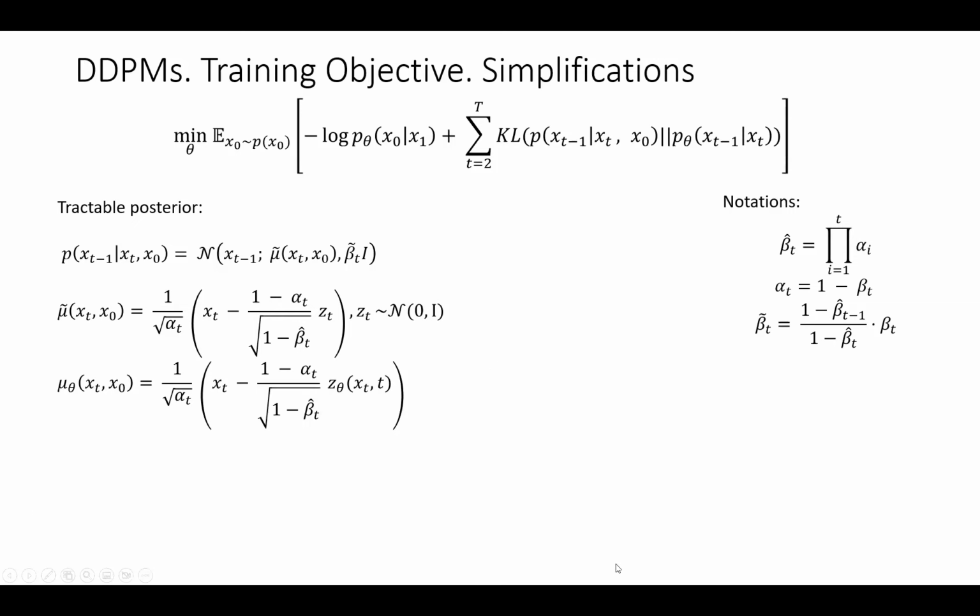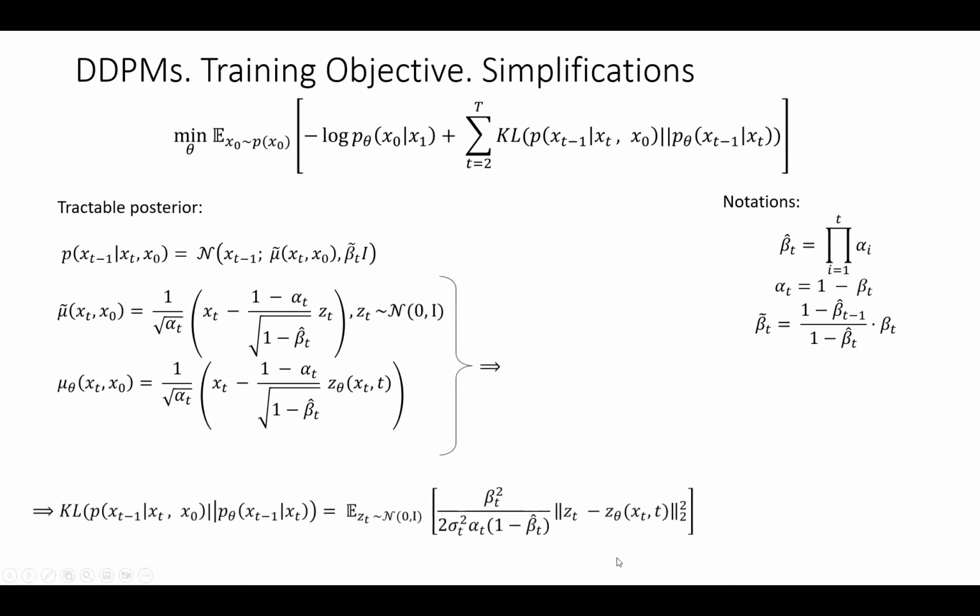And you can take these and simplify like this. What it boils down to is we have a zt, which is actually a sample from a normal distribution with mean 0 and covariance the identity matrix. And this is the estimation from the network. So the network is estimating the noise. And we want to learn the weights of the network such that this loss is minimized.